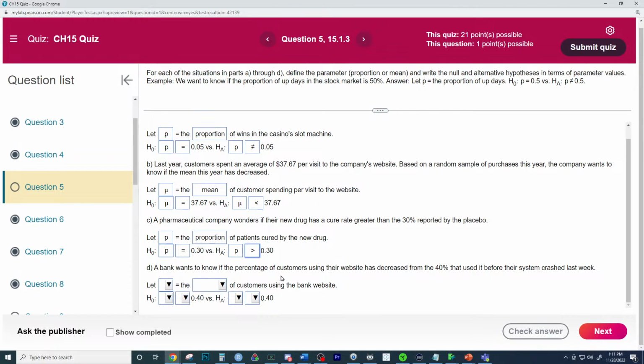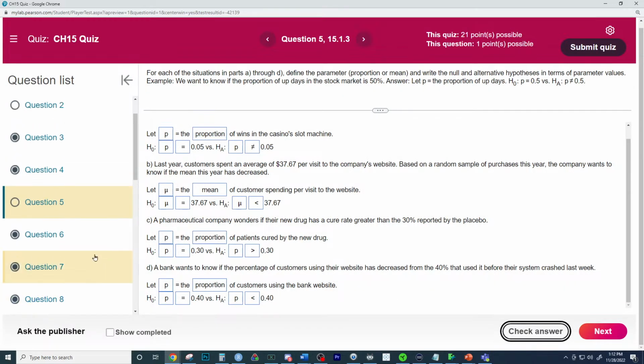A bank wants to know if its percent of customers, and percent is automatically proportion, who use their website has decreased. So that's the proportion of customers using the website. It was originally 40%. We want to see if there's evidence that the proportion of website users has gone down. And just knowing how to read these is very important. Really good stuff right there.